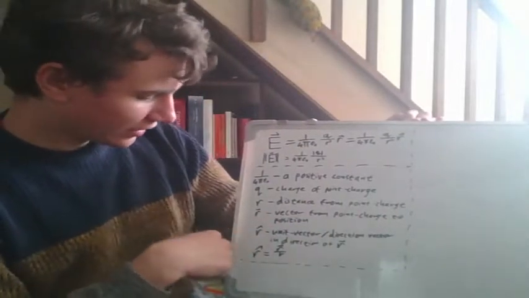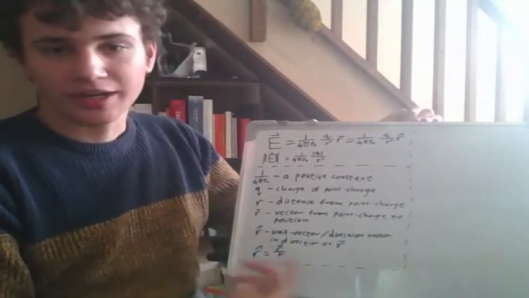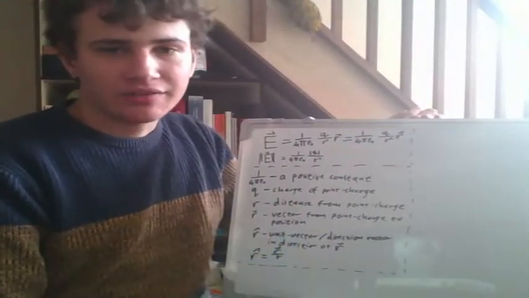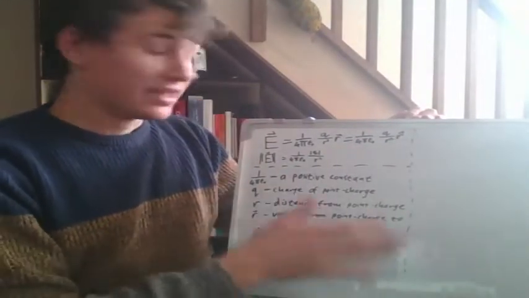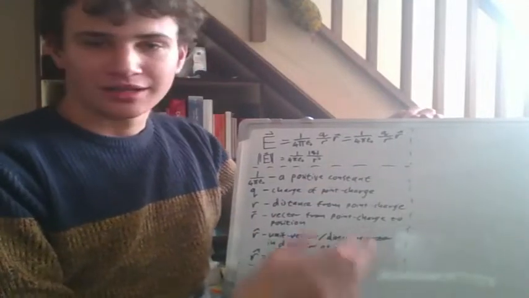And then the unit vector we just define as the vector divided by its magnitude, so that its magnitude just becomes 1. So this only indicates direction. It's only a direction vector basically. So that's what the electric field equations that we have so far seen do basically.